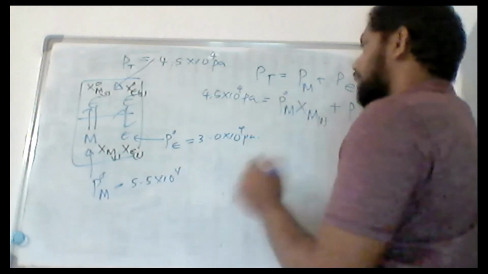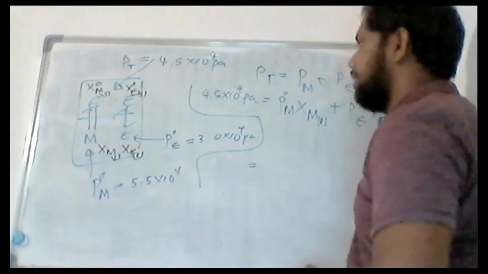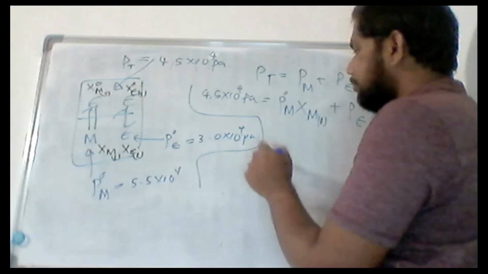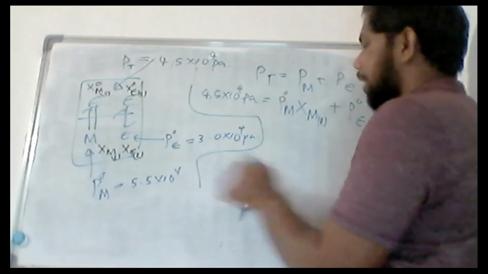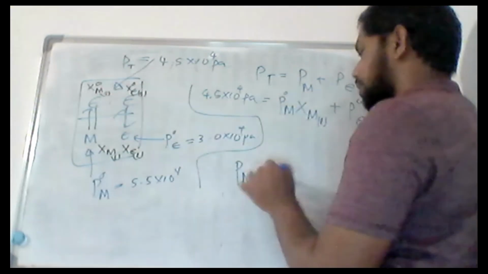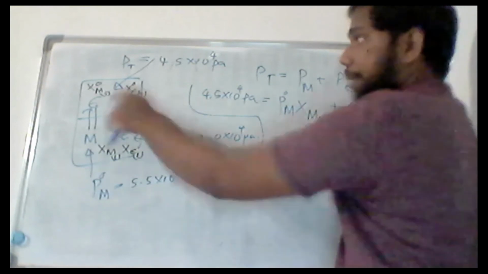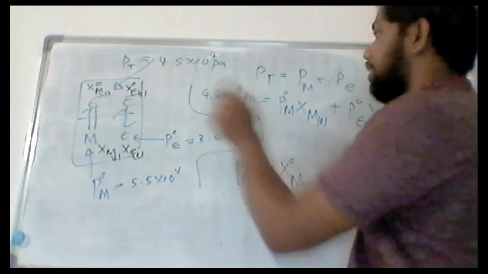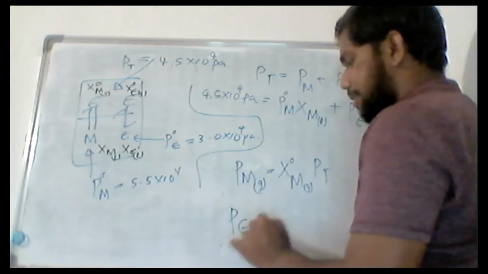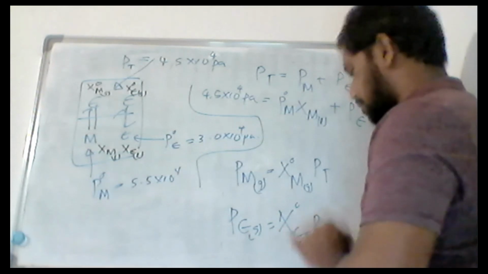And the other way around that I can write here, this 4.5 into 10 to the power 4 Pascal is mole fraction. Let's calculate here directly. P methanol gas, which is here in the vapor pressure, is equal to mole fraction of methanol, X naught M gas times total pressure PT, which is 4.5 into 10 to the power 5 Pascal. And in the same way, P ethanol gas is equal to X naught ethanol gas times PT, which is this one.